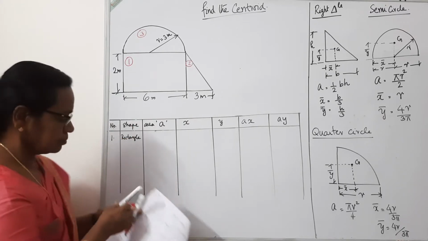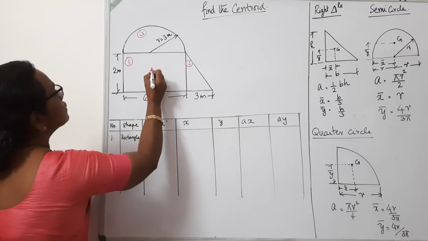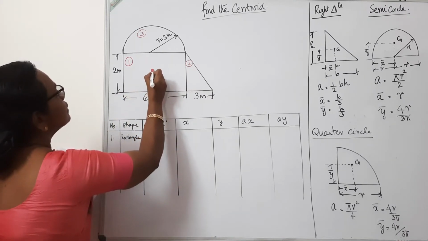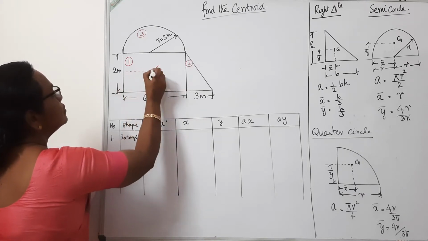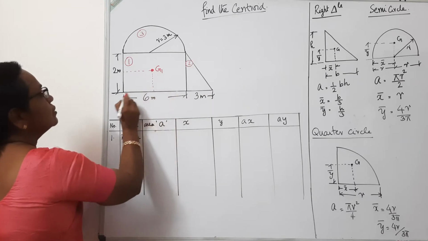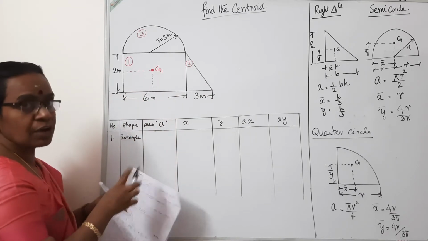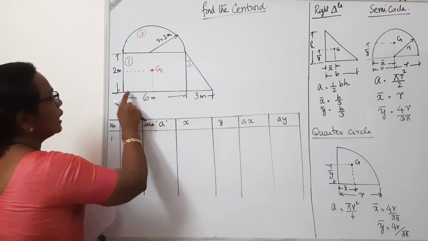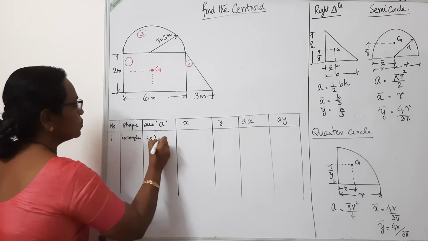Consider the rectangle, where is its center of gravity? G1, its centroid. This will be B by 2 and this will be H by 2. Isn't it? So for the rectangle we have already seen, the area is 6 by 2, so 12.